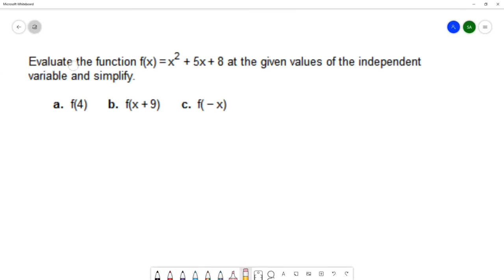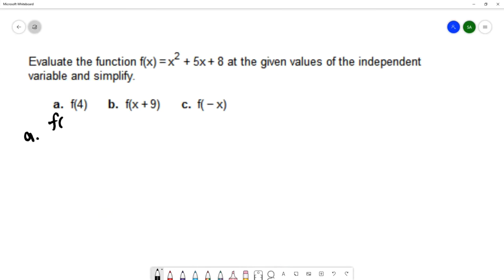On this question, we want to evaluate the function f of x equals x squared plus 5x plus 8 at the given values of the independent variable and simplify. We want to find first f of 4, then f of x plus 9, and f of -x. So let's start with part A.